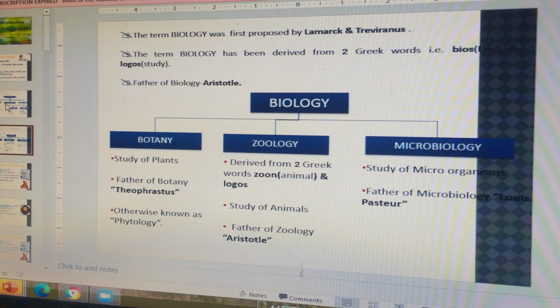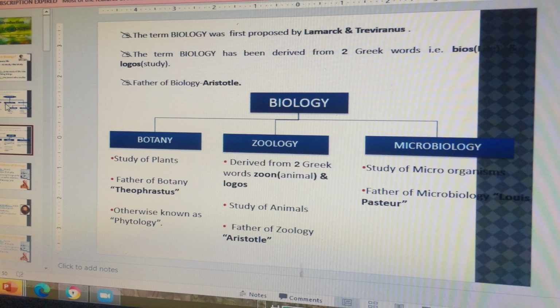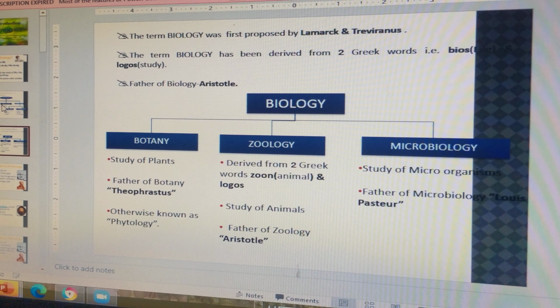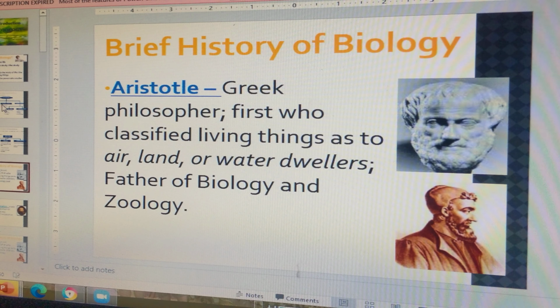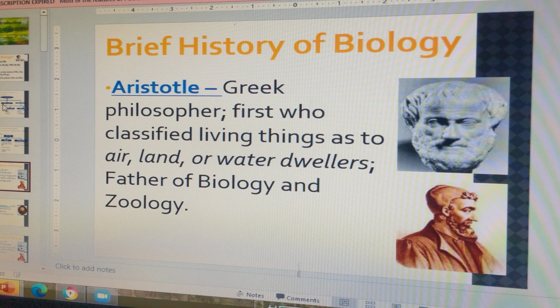Siyempre, if you are going to represent or ikaw yung magiging father, you must do something about the specific principles or specific subject itself. So, ano yung contributions nila? First, so we have Aristotle. He is a Greek philosopher who first classified living things as to air, land, water dwellers, or also known as father of biology and zoology. Why? Because Aristotle, siya yung nag-categorize ng mga living things as to where sila nakaayos.